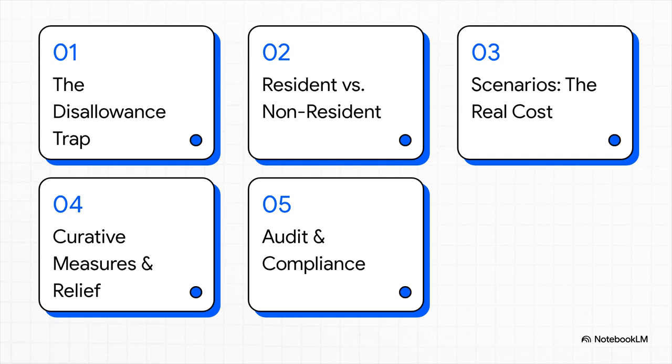So here's our game plan for this explainer. We are going to dismantle this disallowance trap piece by piece. We'll look at the different rules for residents versus non-residents, run the numbers to see the real financial damage, and then, most importantly, we'll talk about solutions. We'll cover how to fix these errors and set you up with a compliance checklist to make sure this never happens to you in the first place.